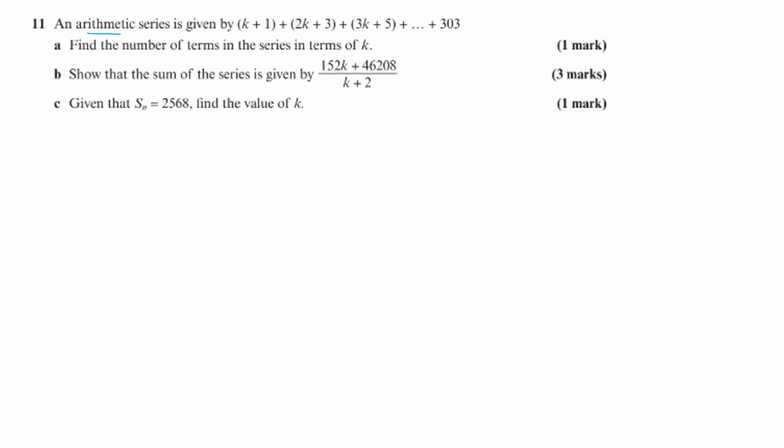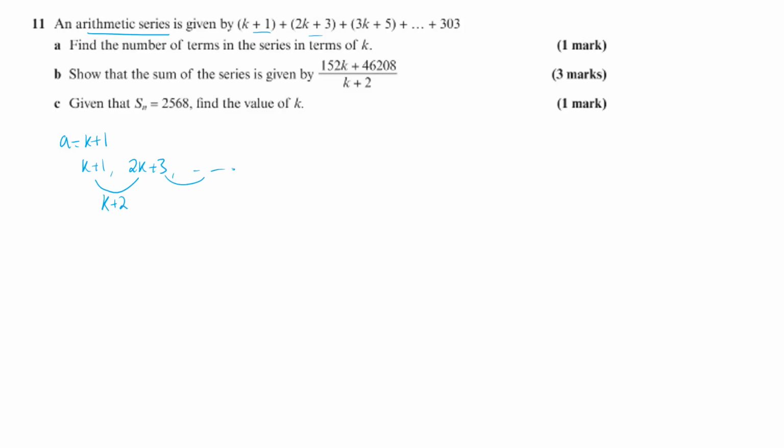So here is another arithmetic series question, but this time we're given the terms in terms of some algebra in terms of k. We've got to find the number of terms in this series if it starts with k plus 1 and ends with 303. So a is equal to k plus 1, and then we're going k plus 1, 2k plus 3, and so on. So we can find the common difference by seeing what we get between the terms. It's going to go k plus 2.